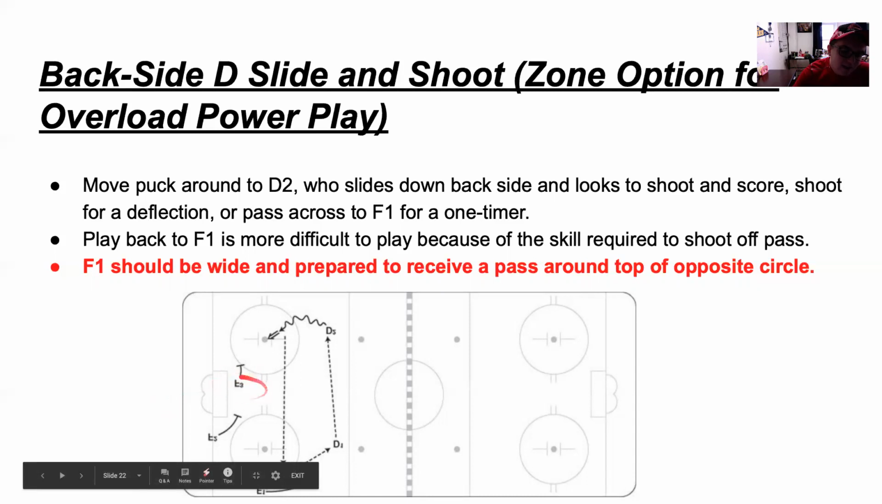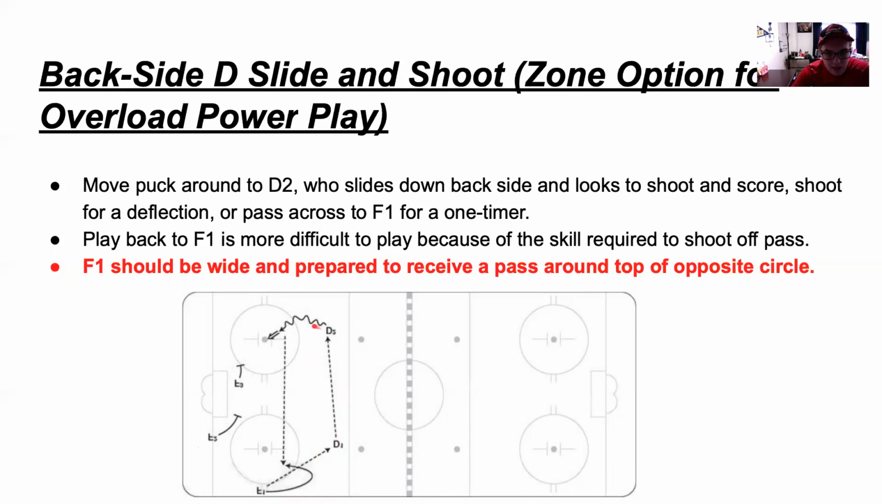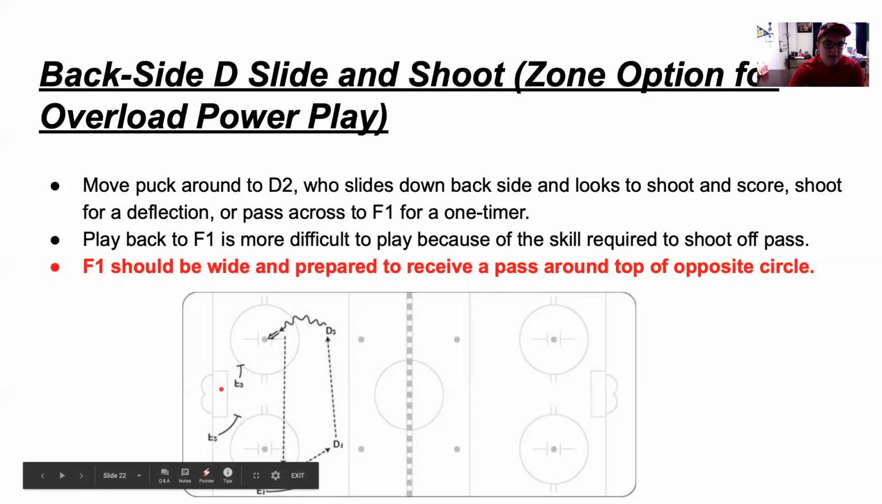So this is kind of confusing. This is F3, F2, F1. Okay, so this diagram's kind of backwards a little bit, but we're in the other zone. So D2, or the strong side D, is D1, okay, in this position. D1 is going to make that pass to D2, who slides down, skates, and can either take a shot for a rebound, or even just shoot the puck to a perfect place, or make that pass to F1 who's wide open, and F1 can make a play there.